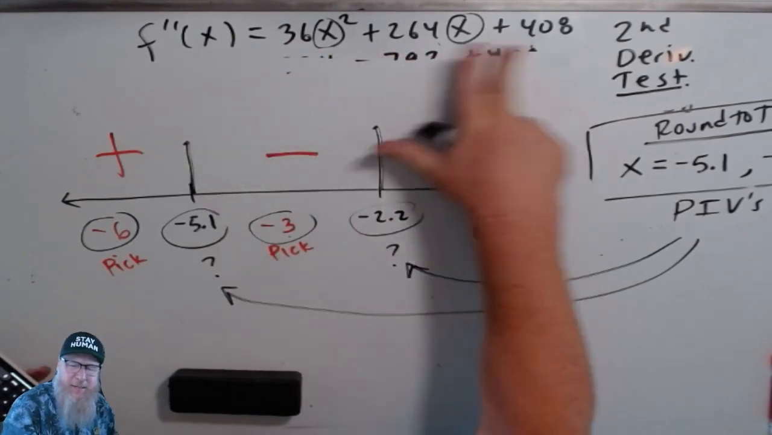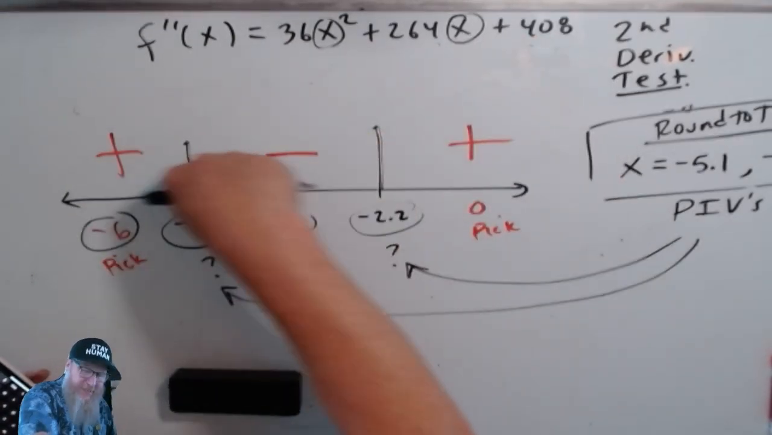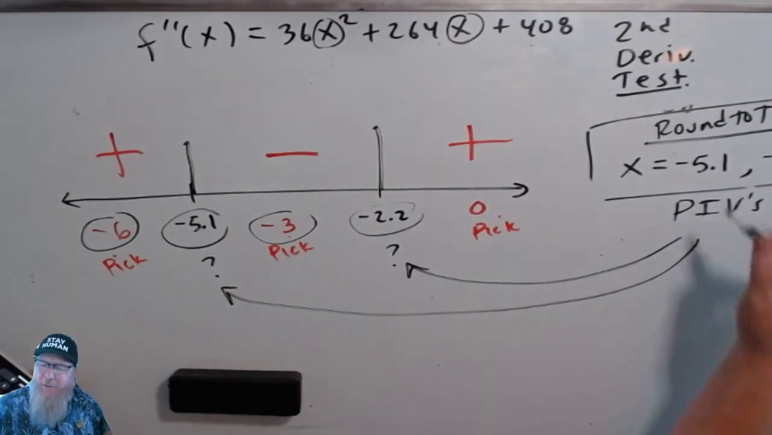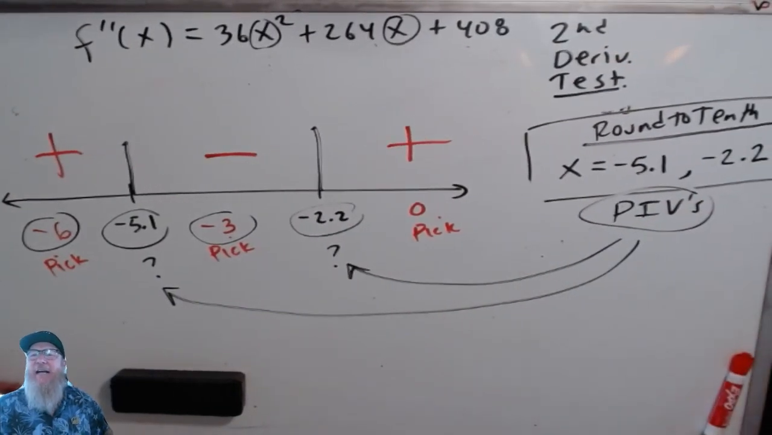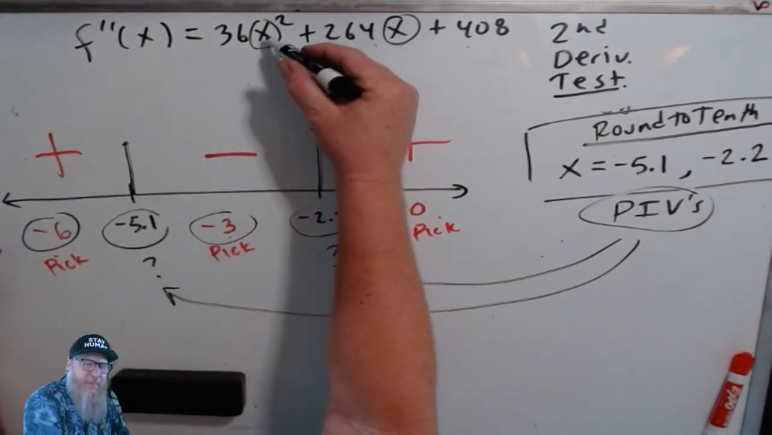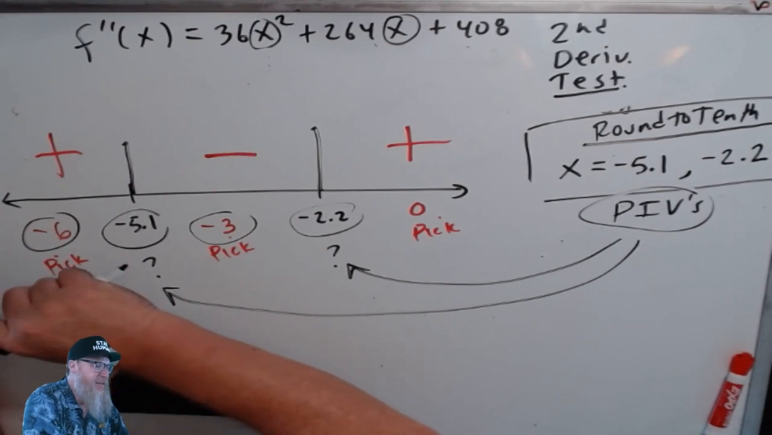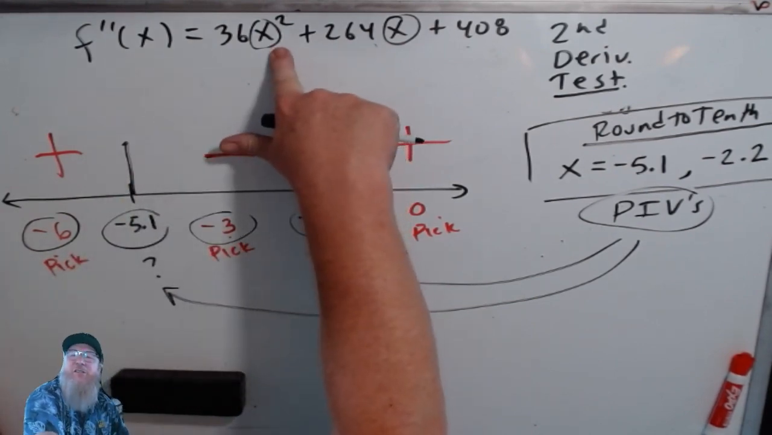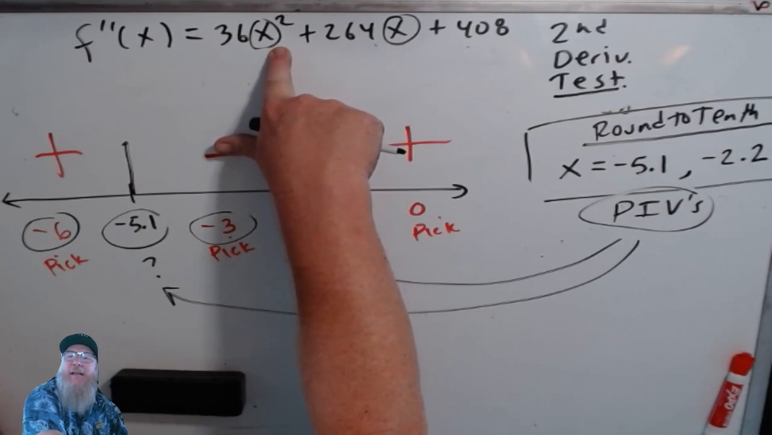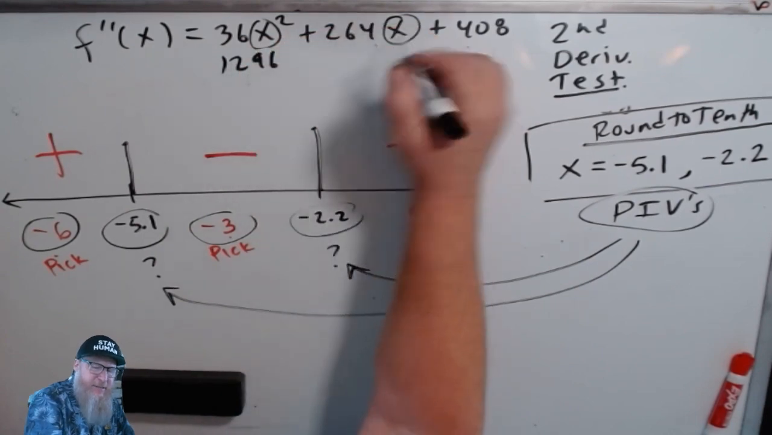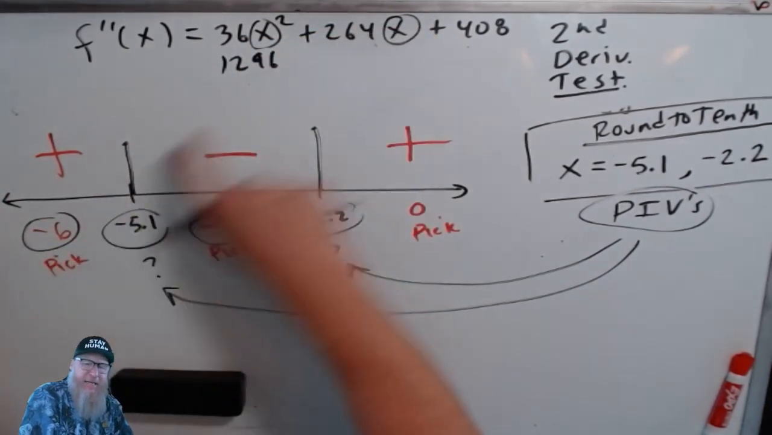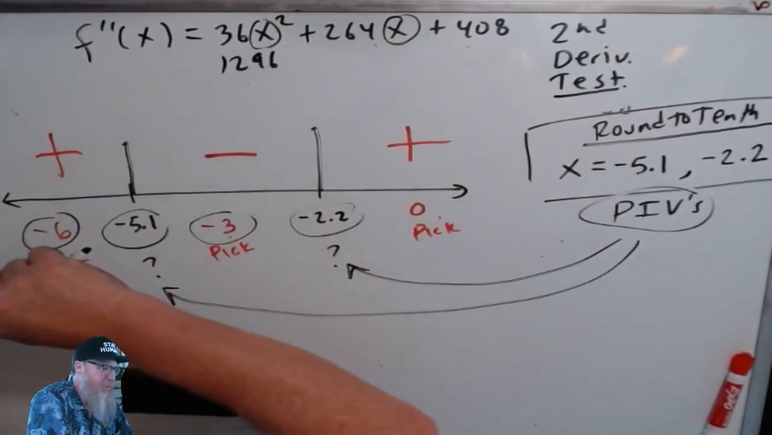But don't trust me. You never know. These could both be minus. That's why they're called PIVs. They're not guaranteed to actually be inflection values. So let's try negative 6. So that's going to be 36 times 36. I'm just doing the squaring part easily in my head, so that gets one step down the road. So that's 1296. Negative 6 times 264.